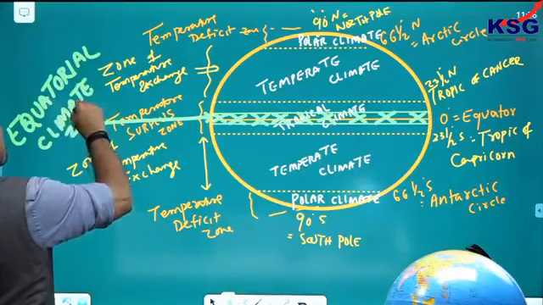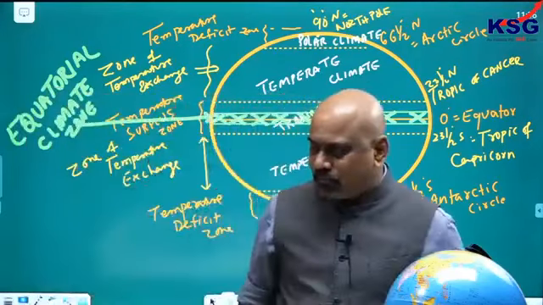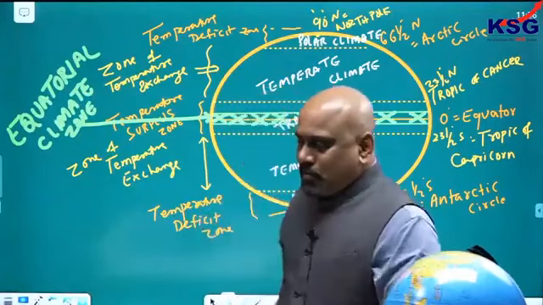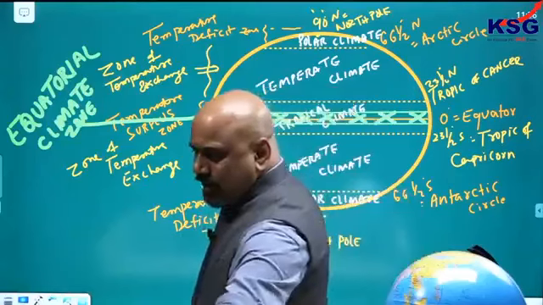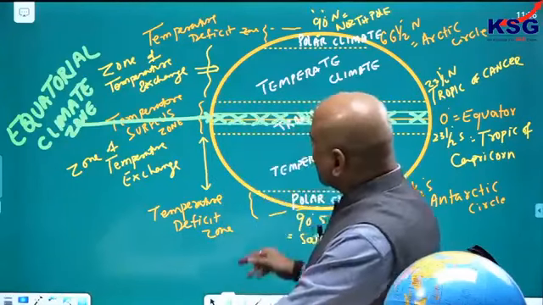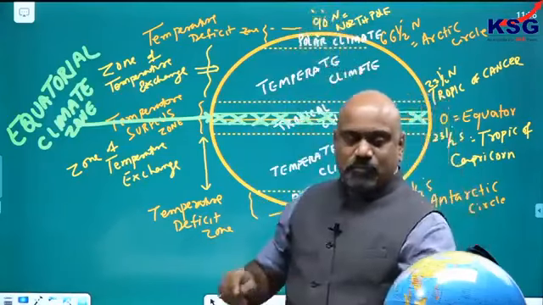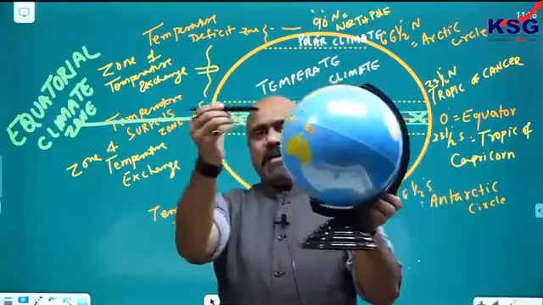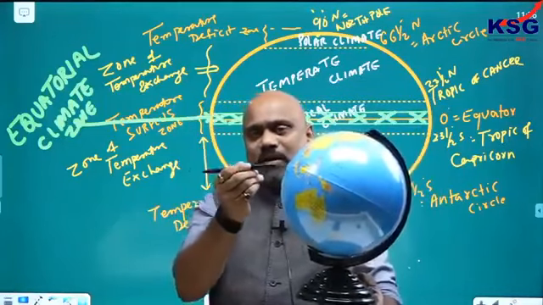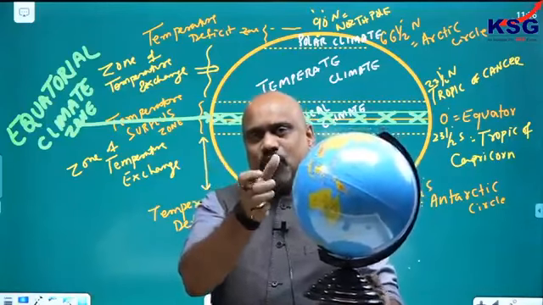Equatorial climate zone. Now, as I just mentioned, in this region the sun rays are falling vertically. So in the equatorial region the sun is overhead, and here there is more temperature.